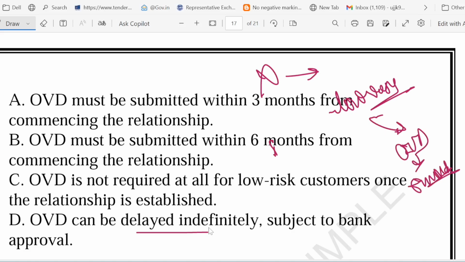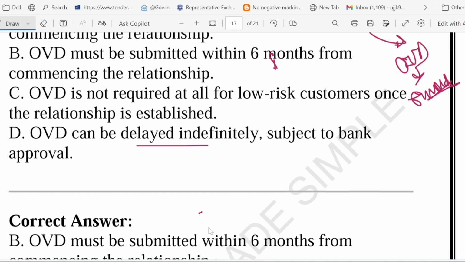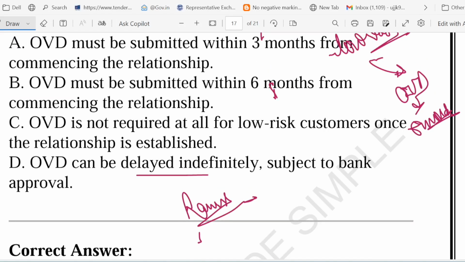Let's understand it with one example. Take the case of Ramesh. Ramesh is a salaried employee. He wants to open a bank account, but he has misplaced his Aadhaar card. So the bank can open his account today, but Ramesh must give his Aadhaar card or another OVD within 6 months. So remember the 6-month timeline. Let me highlight the keyword, 6 months.